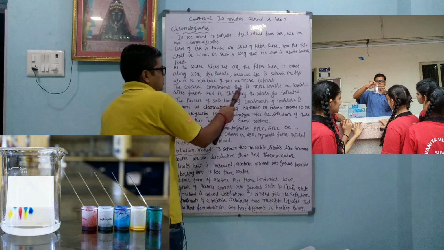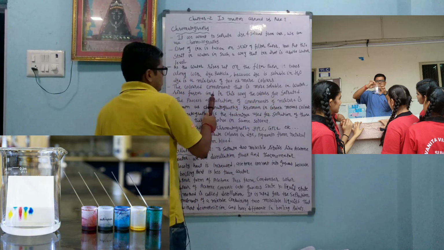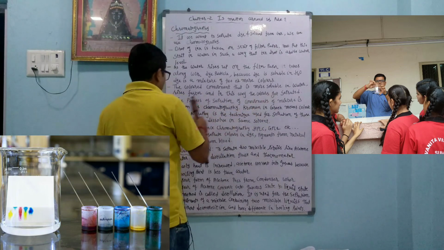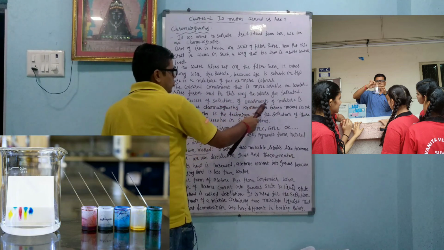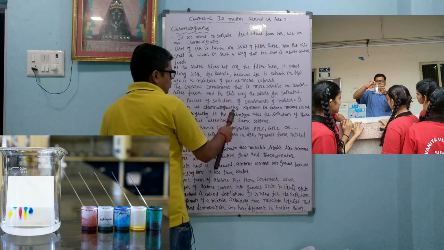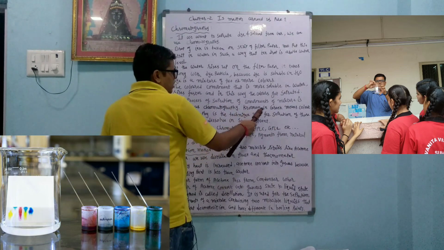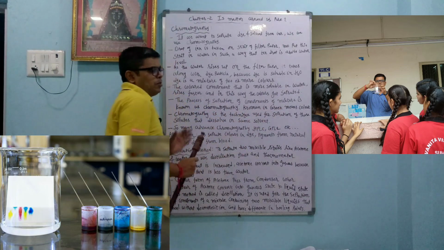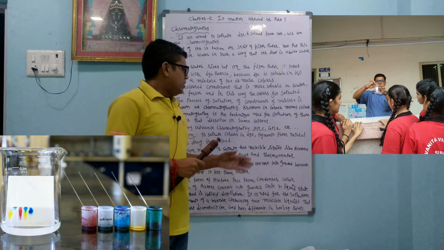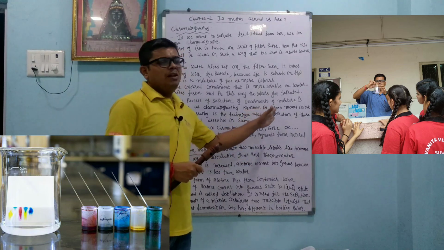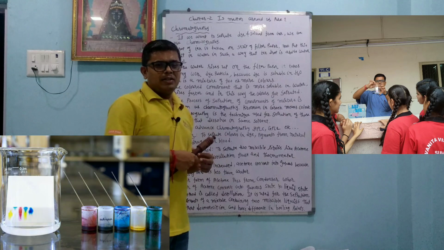The color component that is more soluble in water rises faster, and this way the colors get separated. The process of separation of components of a mixture is known as chromatography. Chromen is a Greek word meaning color, so the name chromatography is given from the Greek word chromen. Its meaning is color, so colorful compounds we can separate.